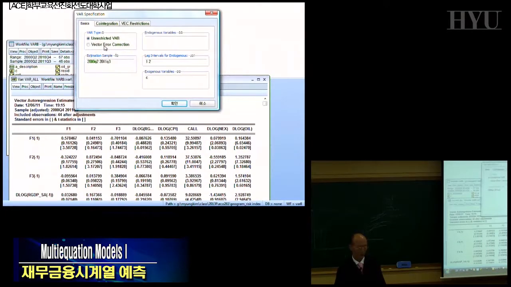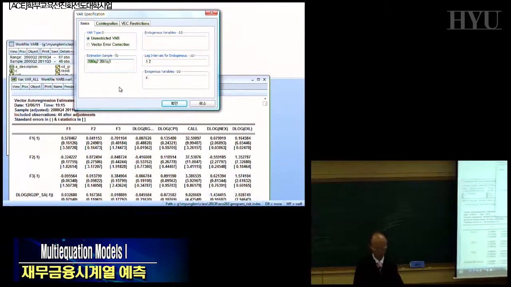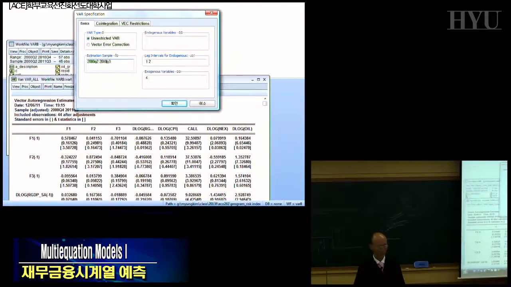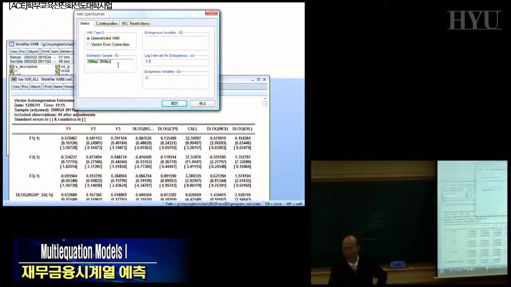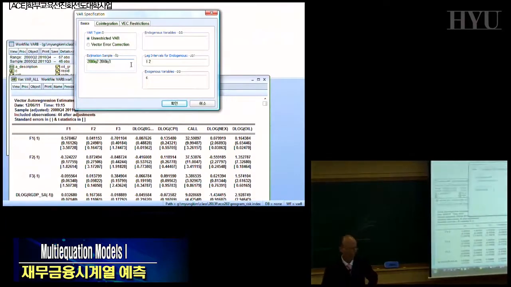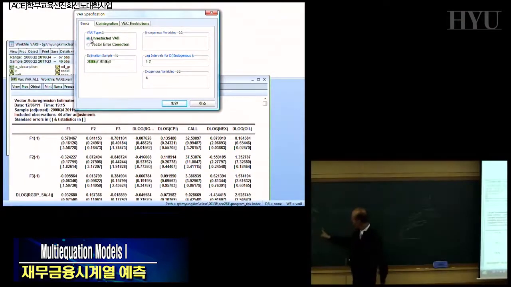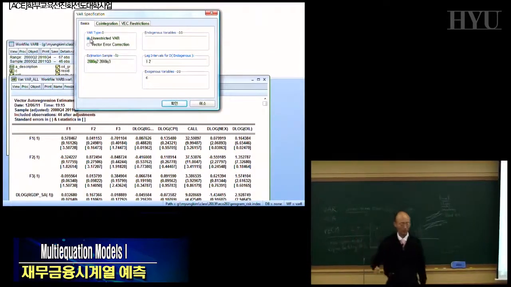So let's set the sample to 2010. Let's leave the last 4 observations as out of sample. Okay. And it says unrestricted VAR, so this is basically the VAR specification, and if you choose this one, the model becomes this one. Okay.